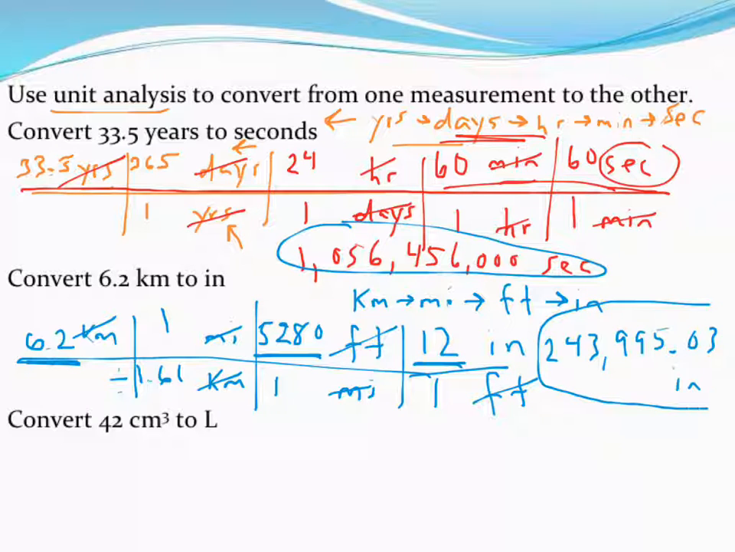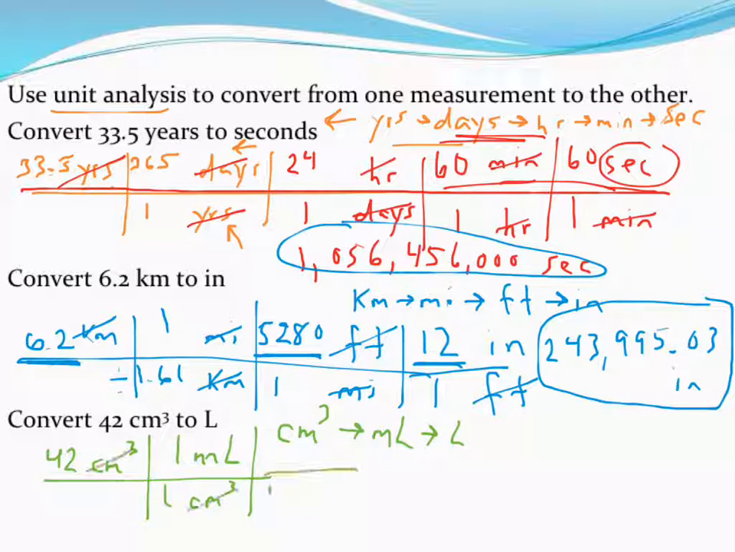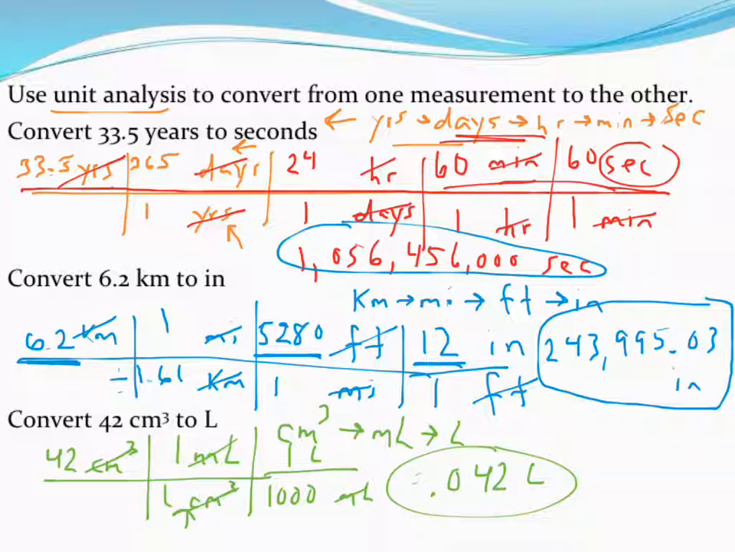Okay. If you want to pause the video and try that last one, go for it. Otherwise, my work will show up in a couple seconds. Be careful on that conversion. 1 cubic centimeter is the same thing as 1 milliliter, so that's how you're doing that first step right there. I came up with an answer of 0.042 liters. Hopefully you did too.